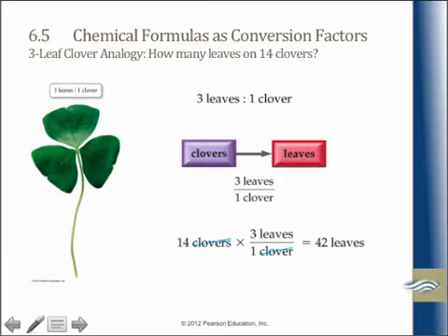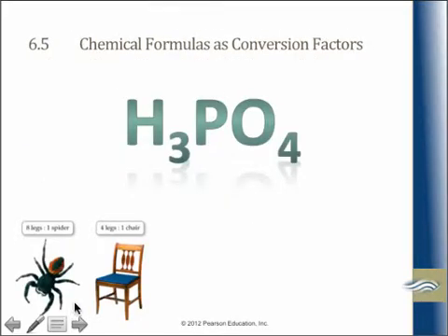Let's first look at a simple example. If you had a clover, we would recognize that for every clover I have 3 leaves. 3 leaves constitute the clover. You could do the same thing with every spider having 8 legs, so if I have 4 spiders, I'd have 32 legs, or chairs, if I had 5 chairs, I would have 20 legs.